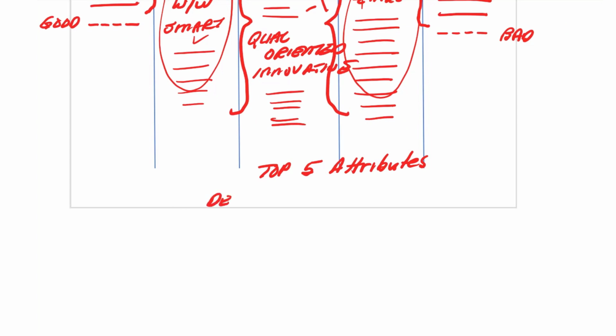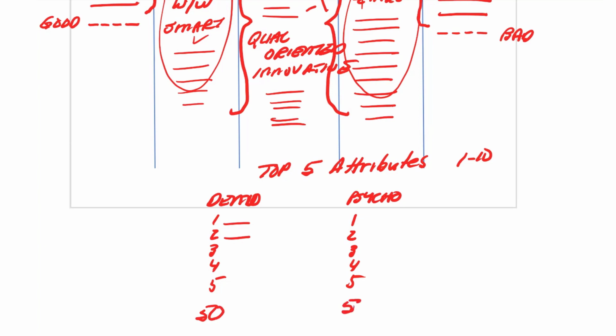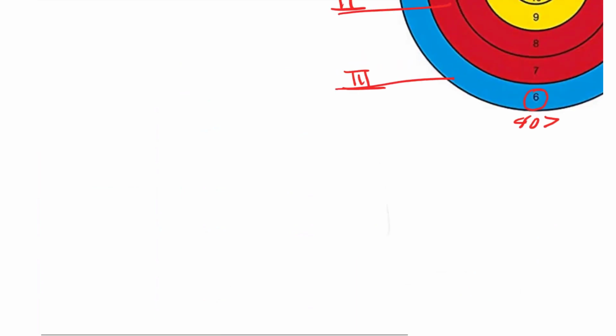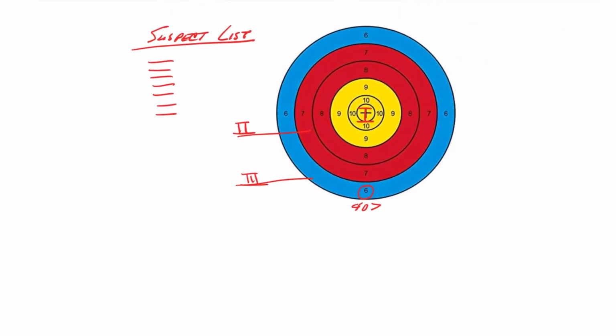Okay? And then you'll have the basis for your list building. You'll have your demographic top 5 and your psychographic top 5. And if you then score each of these attributes from 1 to 10, you can have a possible score of 50 here and 50 here. And that's where you get the targeting scores for this guy, okay?